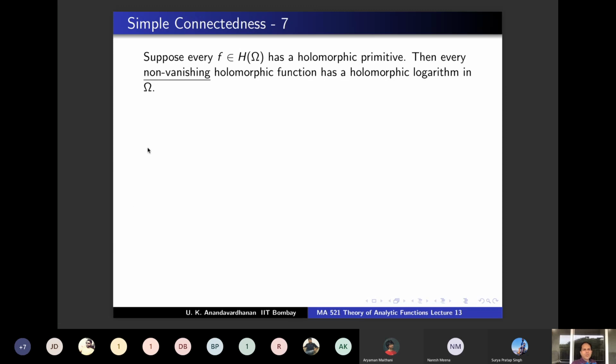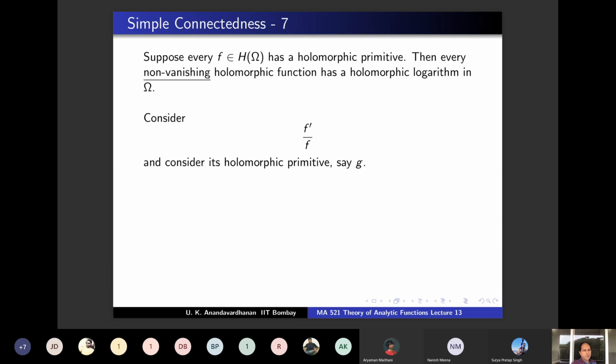So this underlined statement is the important part. This tells you what the proof should be, and we have seen this proof. If f is given to you and f is non-vanishing throughout, then of course 1 by f makes sense. So you argue with f prime by f. F prime by f is holomorphic, and you know that every holomorphic function has a primitive. So f prime by f has a primitive, let us say g. So g is holomorphic and g prime is f prime by f.